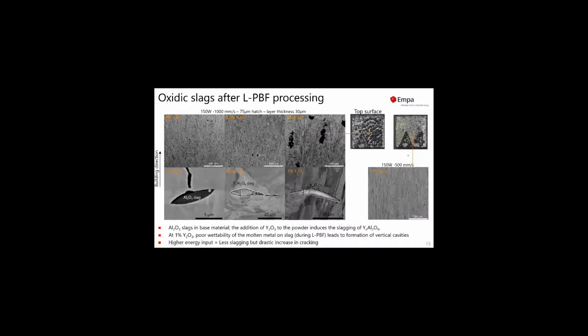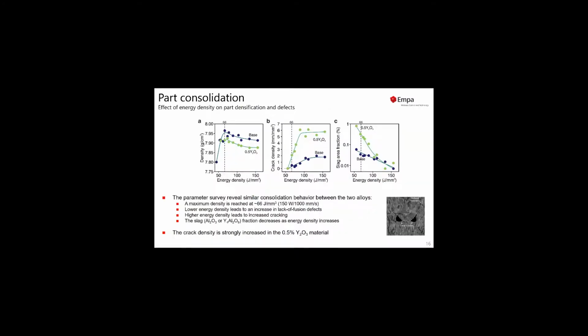If we change the processing parameters, a higher energy input led to a decrease of the slagging, but at the same time we saw a significant increase of crack formation in our material. For the 0.5% yttrium oxide alloy and the base alloy, we quantified this a bit further. We measured the absolute density, the crack densities, and also the slag area fractions.